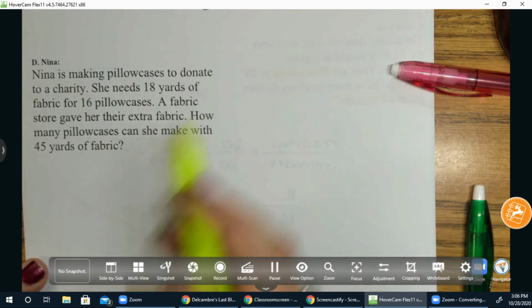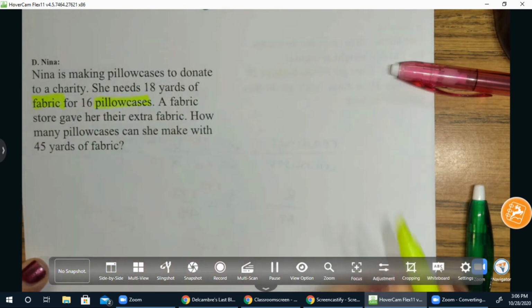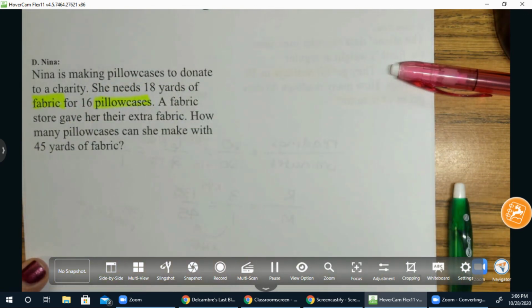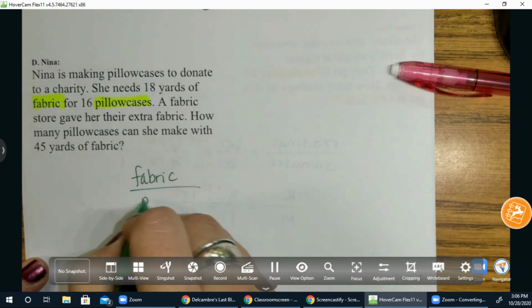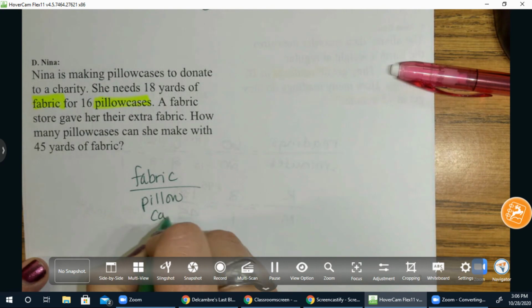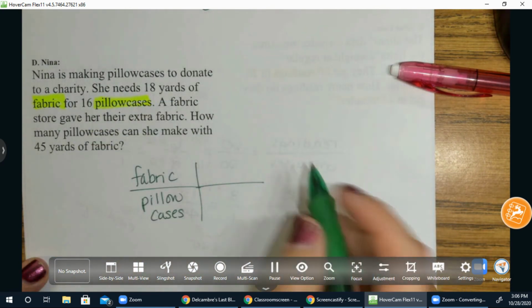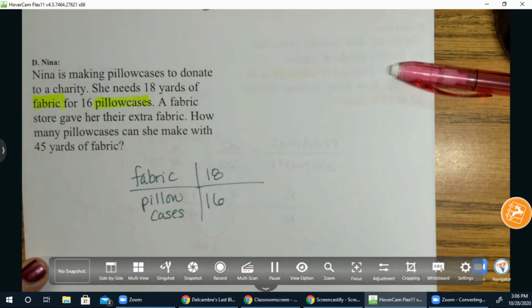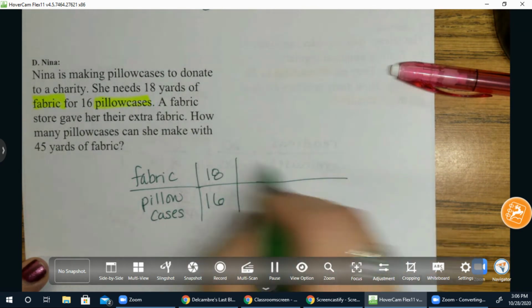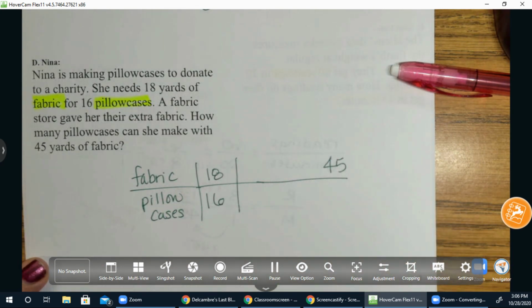So the two things we're comparing is fabric and pillowcases. Okay, I'm going to go ahead and write that down. I know that she has 18 yards of fabric and she gets 16 pillowcases. Okay, but I need to know 45 yards of fabric.